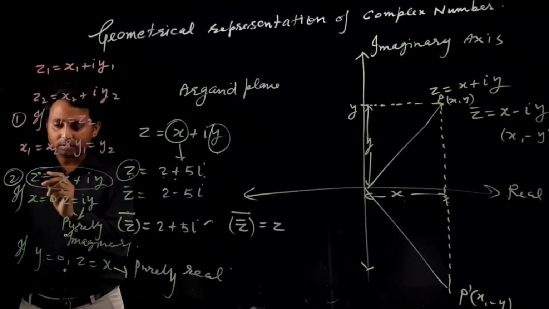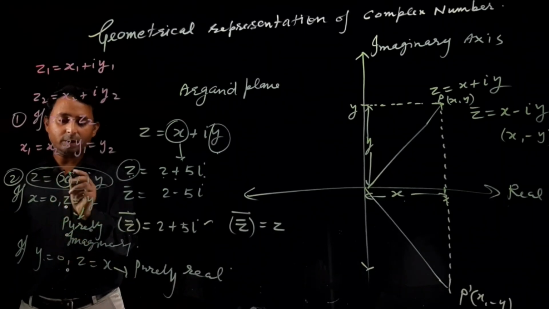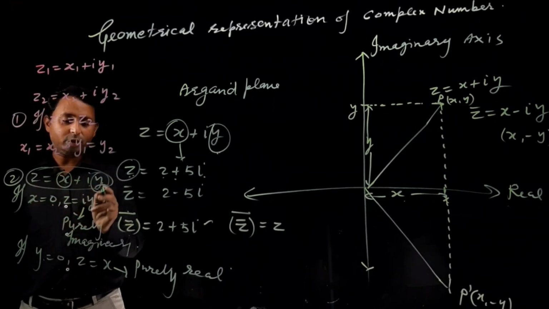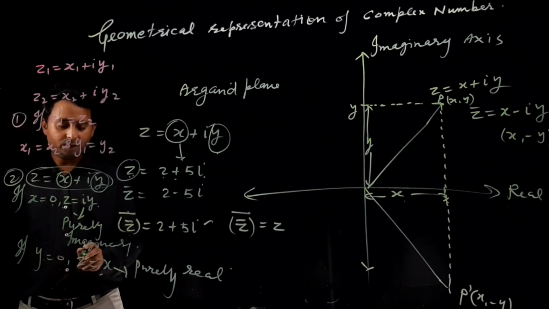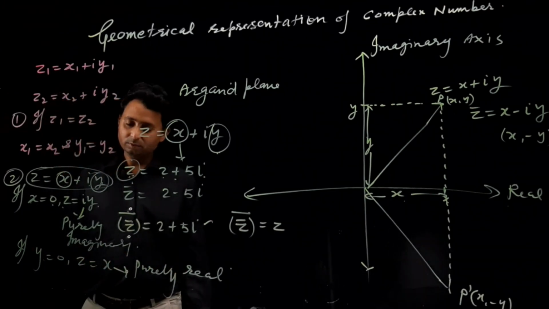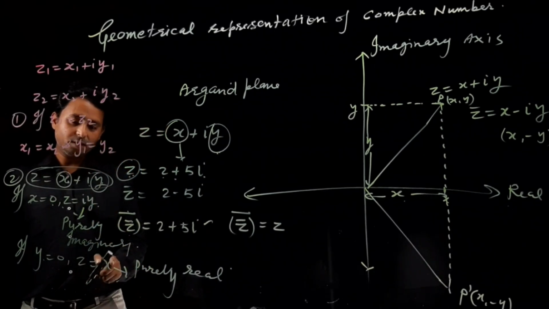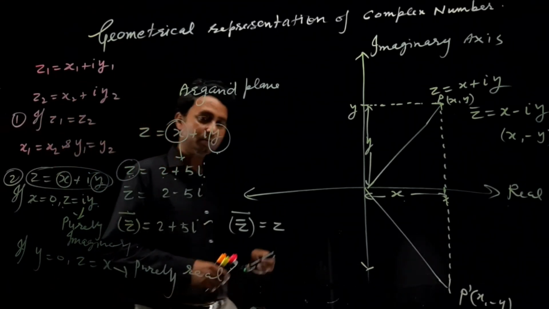I repeat it again. Consider this complex number z equals x plus iota y, where x is the real part, y is the imaginary part. If x equals 0, then z equals iota y. In this case we say z is purely imaginary because there is no real part. Similarly, if y equals 0, then z equals x. This is purely real, because there is no imaginary part of this complex number. Iota y is missing here because y equals 0.